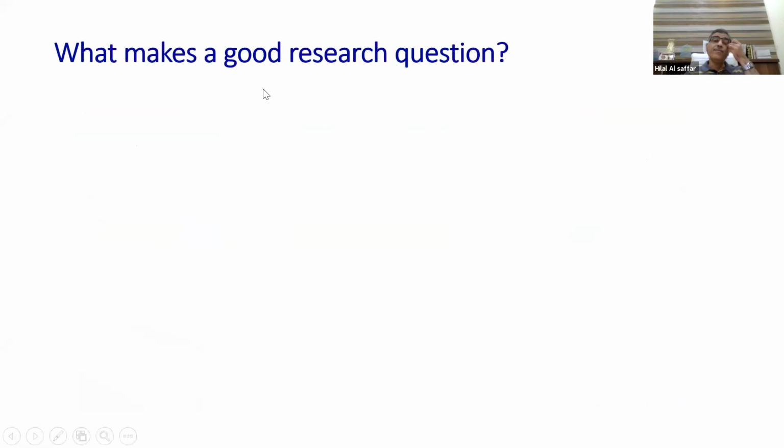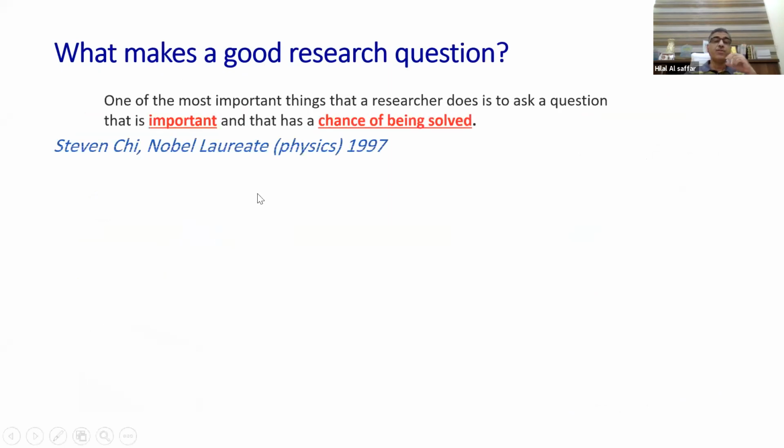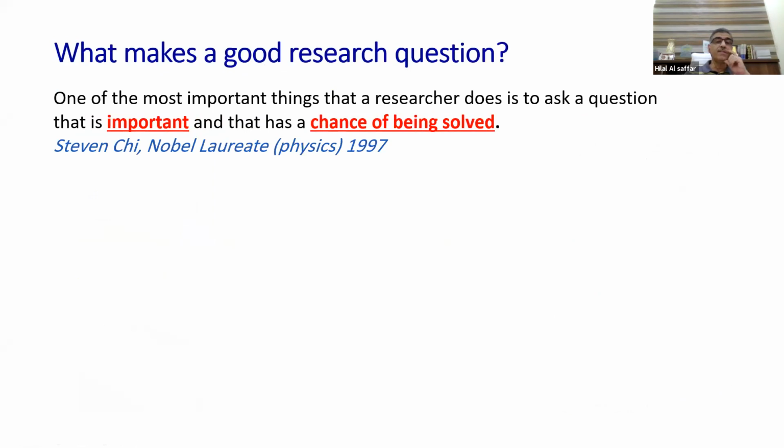Here the important question is, how can I make my research question a good one? I show you this statement said by Steven Chu, a Nobel laureate in physics in 1997. He said that one of the most important things that a researcher does is to ask a question that is important, and logical, and that has a chance of being solved. An important question that does not have a chance to be solved is not a good research question.